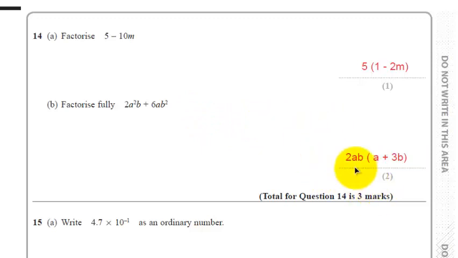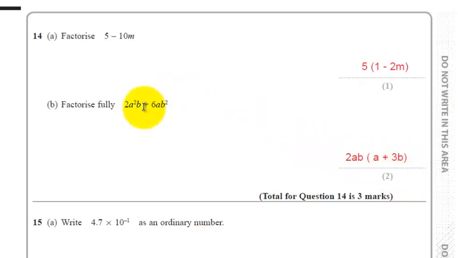Same as before, we say what do I multiply 2ab by to get 2a squared b? Well, clearly that's going to be an a to give me a squared. And then what do I multiply 2ab by to get 6ab squared? And that'll be 3b, because 2 times 3 is 6. I've got the a already, and I need another b to make it b squared.